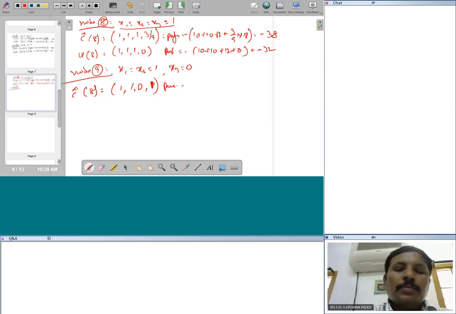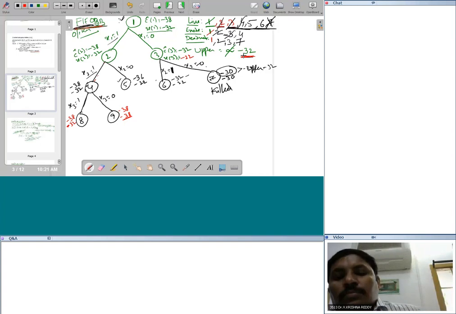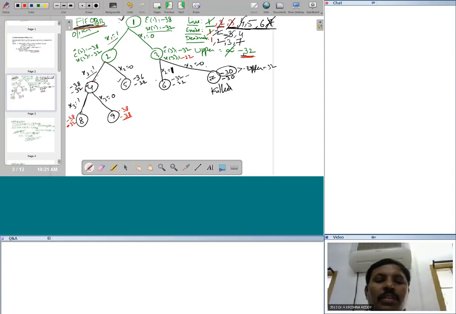What is the U of x here? Here U of x is minus 32. Is minus 32 less than minus 32? No. Is minus 38 less than minus 32? Yes or no? Please type in the chat box. Minus 38 is less than minus 32, yes. If it is yes, then update upper. So from this step onwards, the upper value is minus 38.